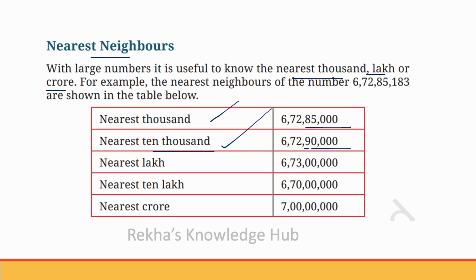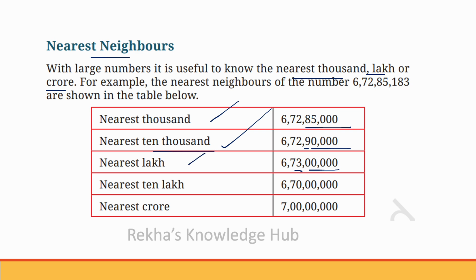Next one, nearest lakh. Here at the lakh's position, we have 2. Then, check the next position to the right, the 10,000's position. Here it is 8. 8 is greater than 5. So, add 1 to the digit at the lakh's position. So, 2 plus 1 is 3. Then put zeros to the right for the remaining digits. So, this is the nearest lakh.